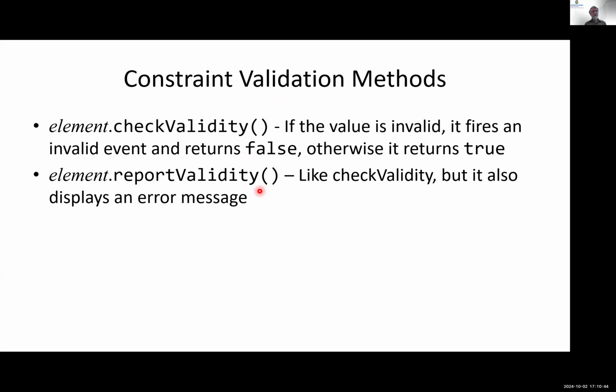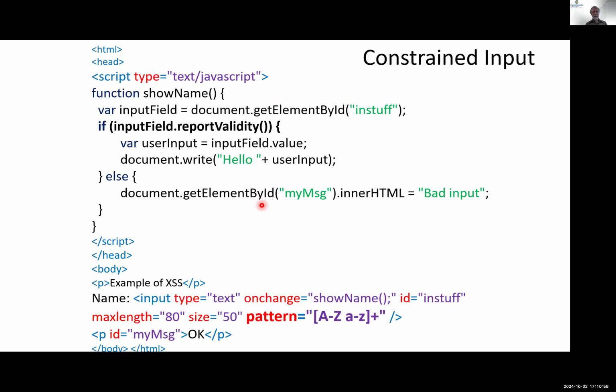reportValidity is very similar, but it displays an error message. So checkValidity just returns the result, and the JavaScript can do whatever it wants with bad things. reportValidity lets the JavaScript do whatever it wants, but also displays something on the screen telling you you've made a mistake. Get out of here, bum. Okay, and here's an example of it. Down here, I put pattern.